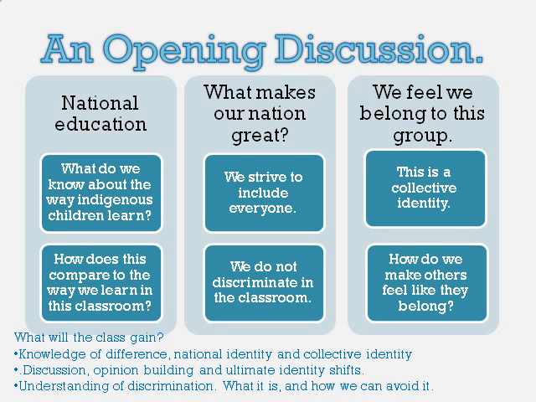So let's talk about why the Australian national identity is such a great collective identity to belong to. We strive to include everyone, hence why we're developing a new and improved multicultural curriculum, and we don't discriminate. This is why we can embrace difference in Australia. We feel like we belong in this group. We could be talking about the group being a classroom, a family, or the nation as a whole. This feeling of belonging is a collective identity. How can we make others feel like they belong? What can we avoid to make sure everyone experiences this sense of belonging?